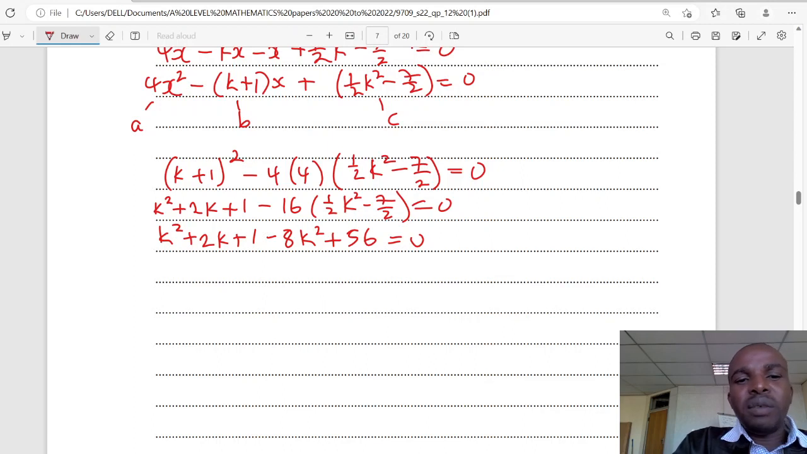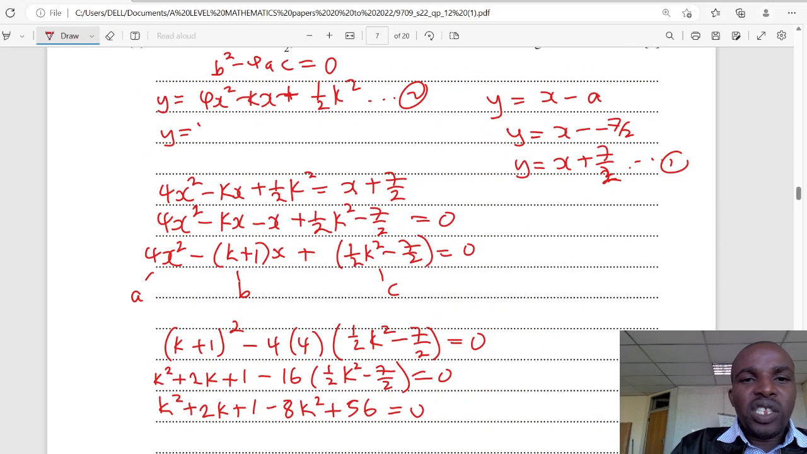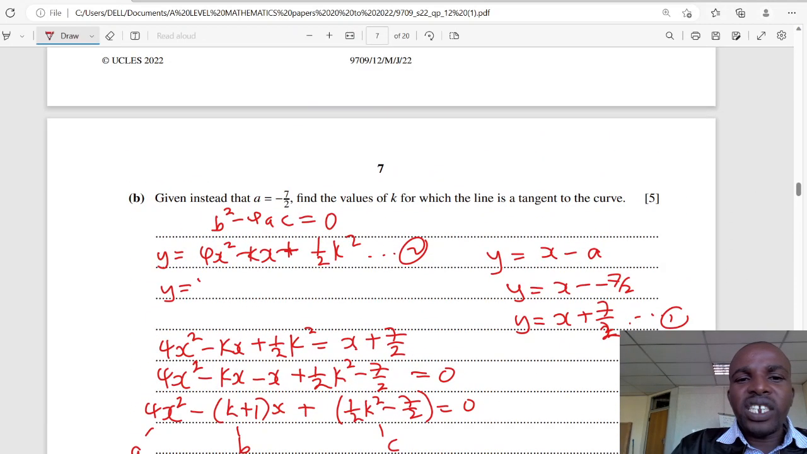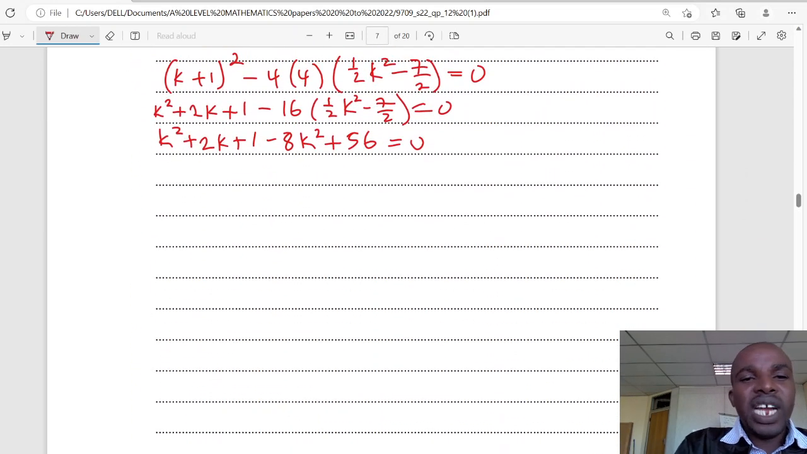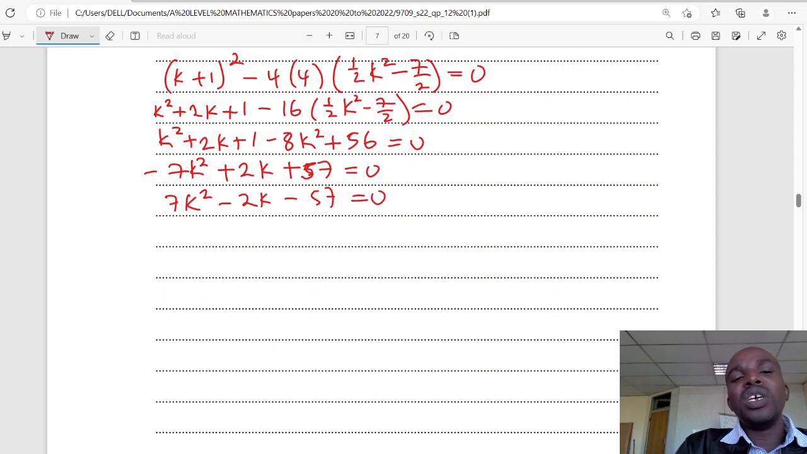Right, then you can see we have terms in k squared, terms in k, and constants. The question is asking how to find the values of k. So there are two values in this case. As you can see, it's a quadratic. So it will be k squared minus 8k squared is negative 7k squared. Then 2k is just on its own. Then 1 plus 56 is 57. It's equal to 0. You can multiply everything by negative so that you get 7k squared minus 2k minus 57 is equal to 0, like this.